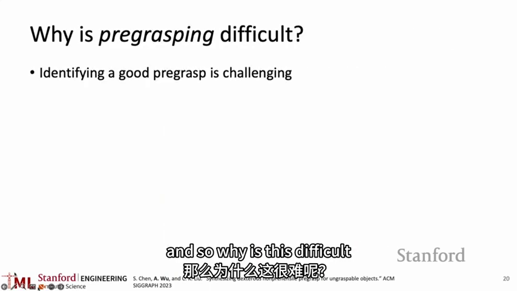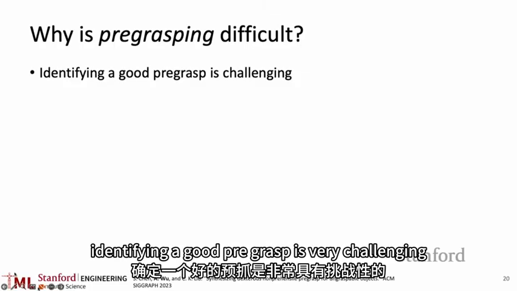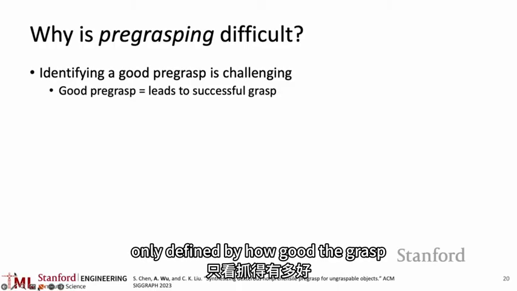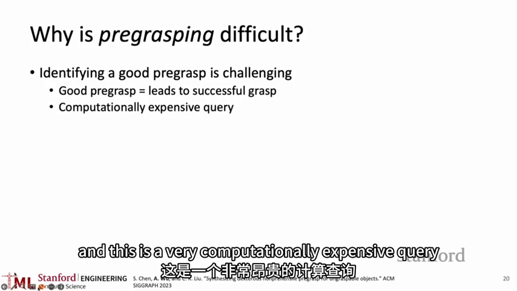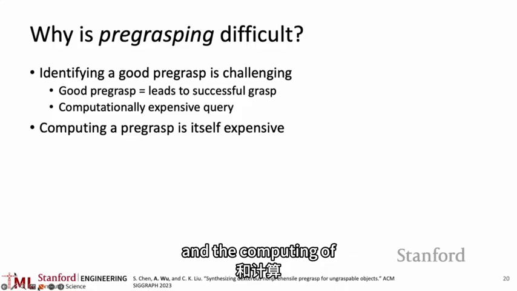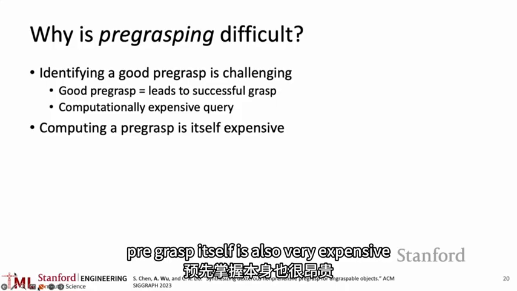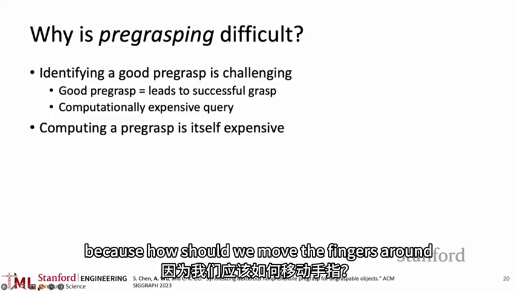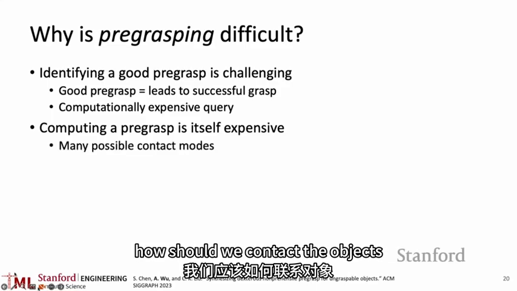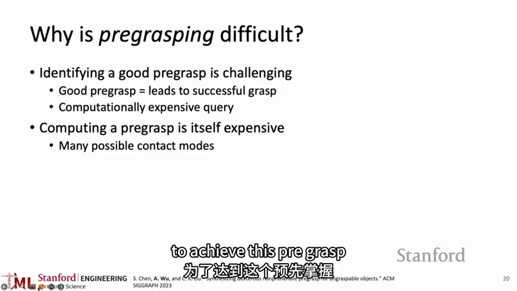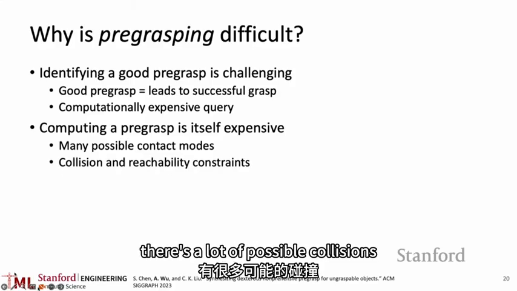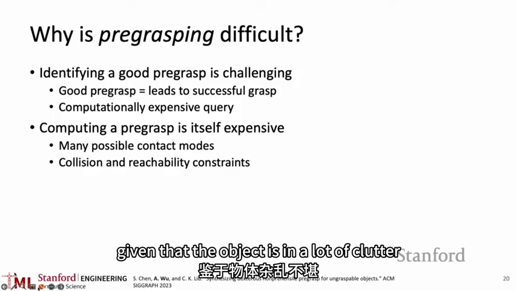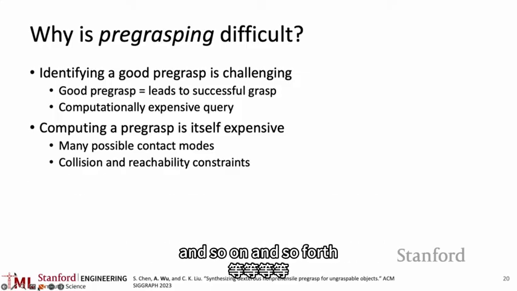And so why is this difficult? First of all, identifying a good pre-grasp is very challenging because a good pre-grasp is only defined by how good the grasp it can lead to. And this is a very computationally expensive query. And computing a pre-grasp itself is also very expensive because how should we move the fingers around? How should we contact the objects to achieve this pre-grasp? And of course, there are a lot of possible collisions given that the object is in a lot of clutter and so on and so forth.